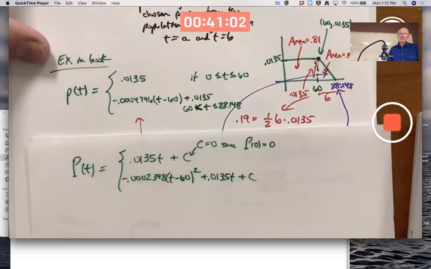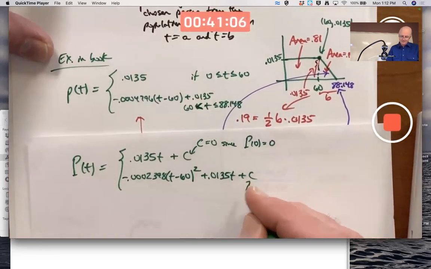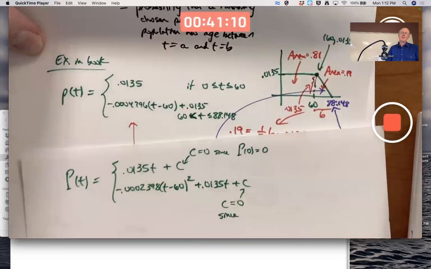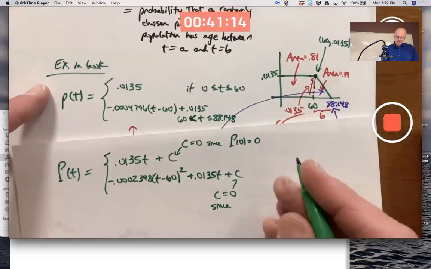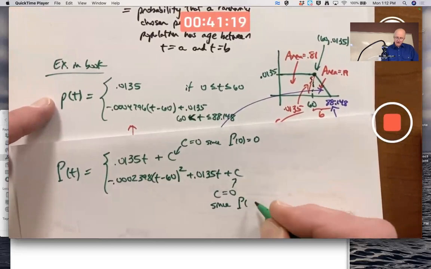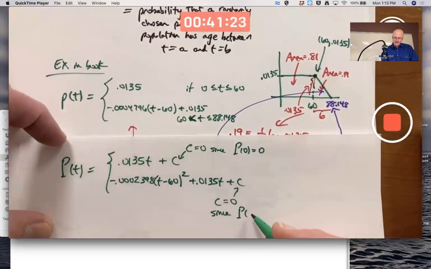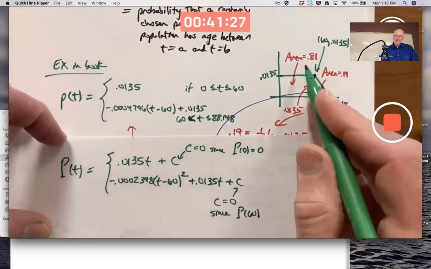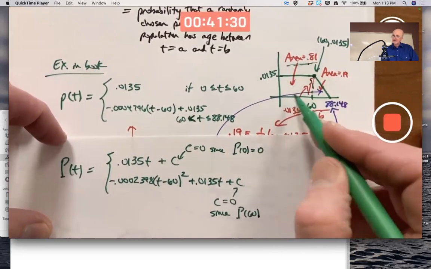But amazingly, it turns out this c can be 0 as well. But the reason's a little trickier. The reason that c can be 0 is because we want capital P of 60 to equal this area right there, the 0.81 area of this rectangle.